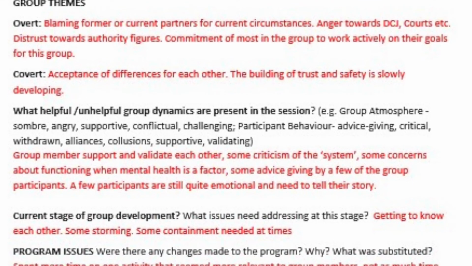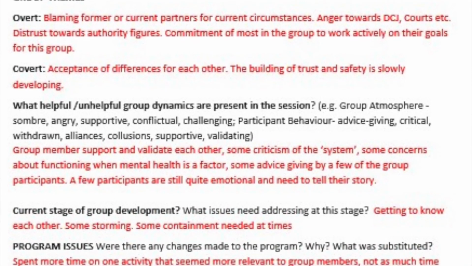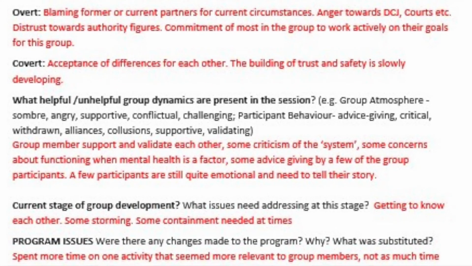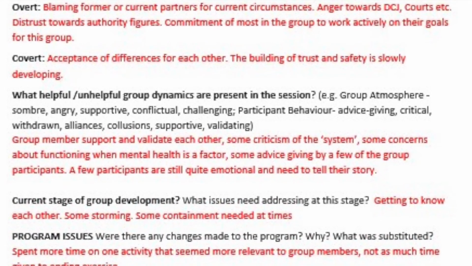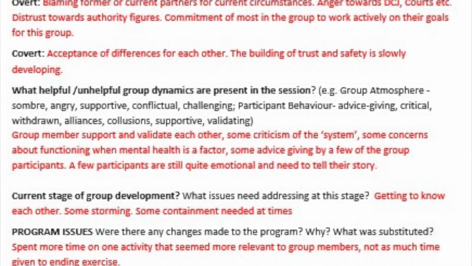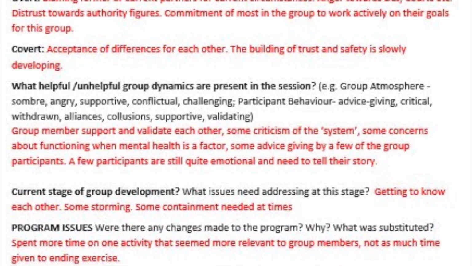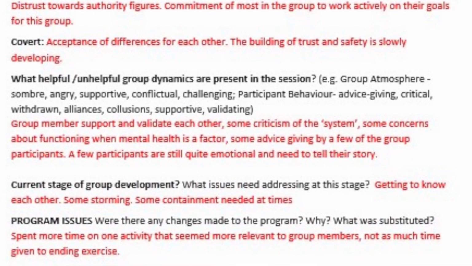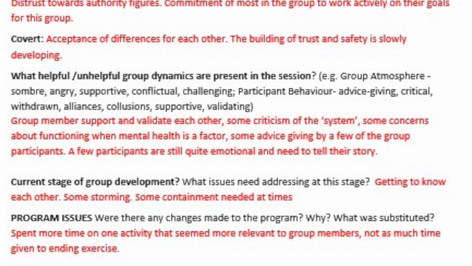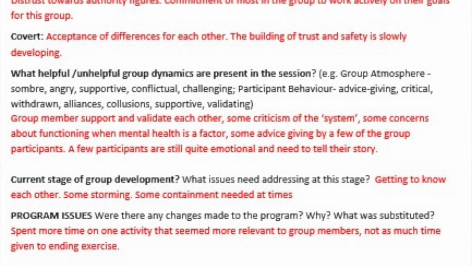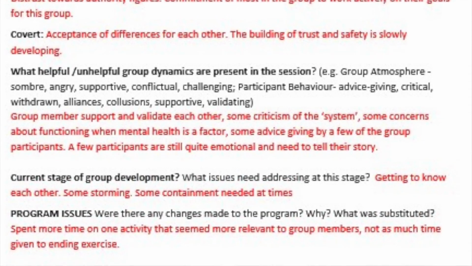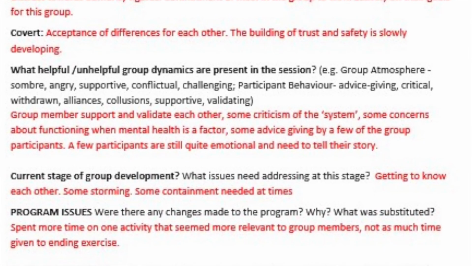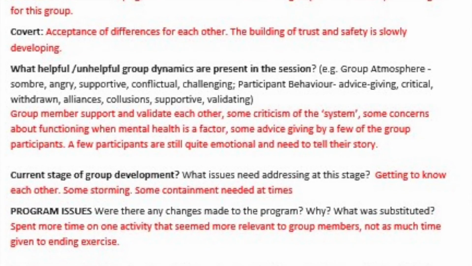A covert theme would be something that seems to be present but not necessarily specifically identified in the session. So an example of a covert theme could be that there is a developing and a building of trust and safety within the group. And that would be a pattern that you're starting to see becoming more cohesive.